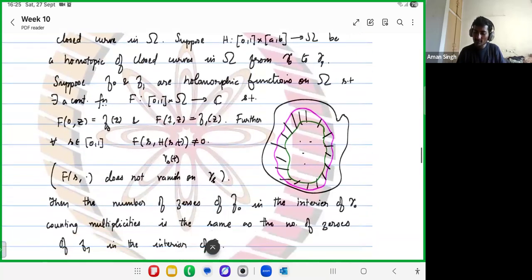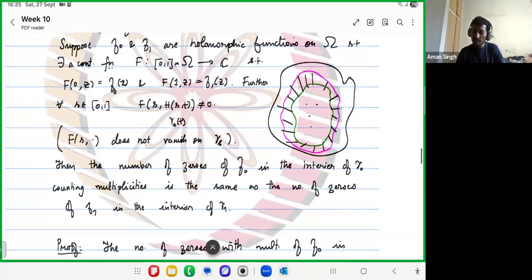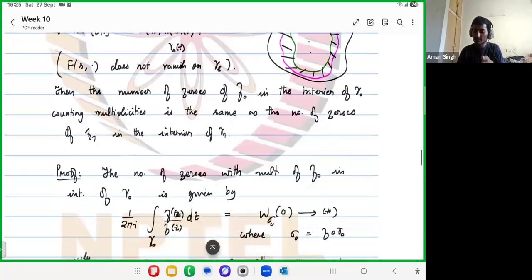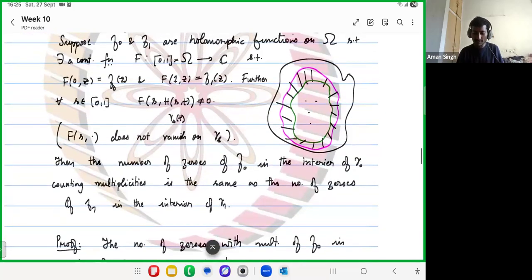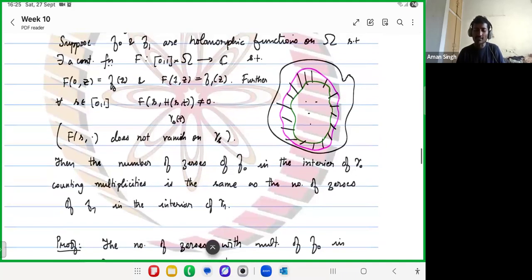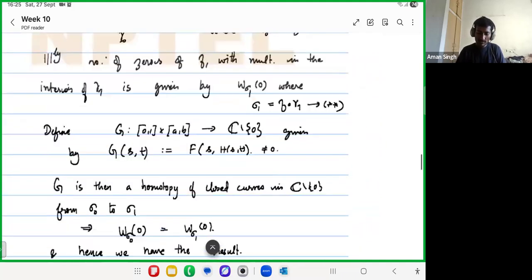So here in the picture it is clear. If you take the green curve and the pink curve, they are homotopic to each other. The part of the homotopy does not contain any zeros. So all the zeros are within the green curve. So the number of zeros inside the green curve is the same as the number of zeros inside the pink curve. That's clear from the picture. So we don't read the statements. We just see what is done here, and the proof and so on.